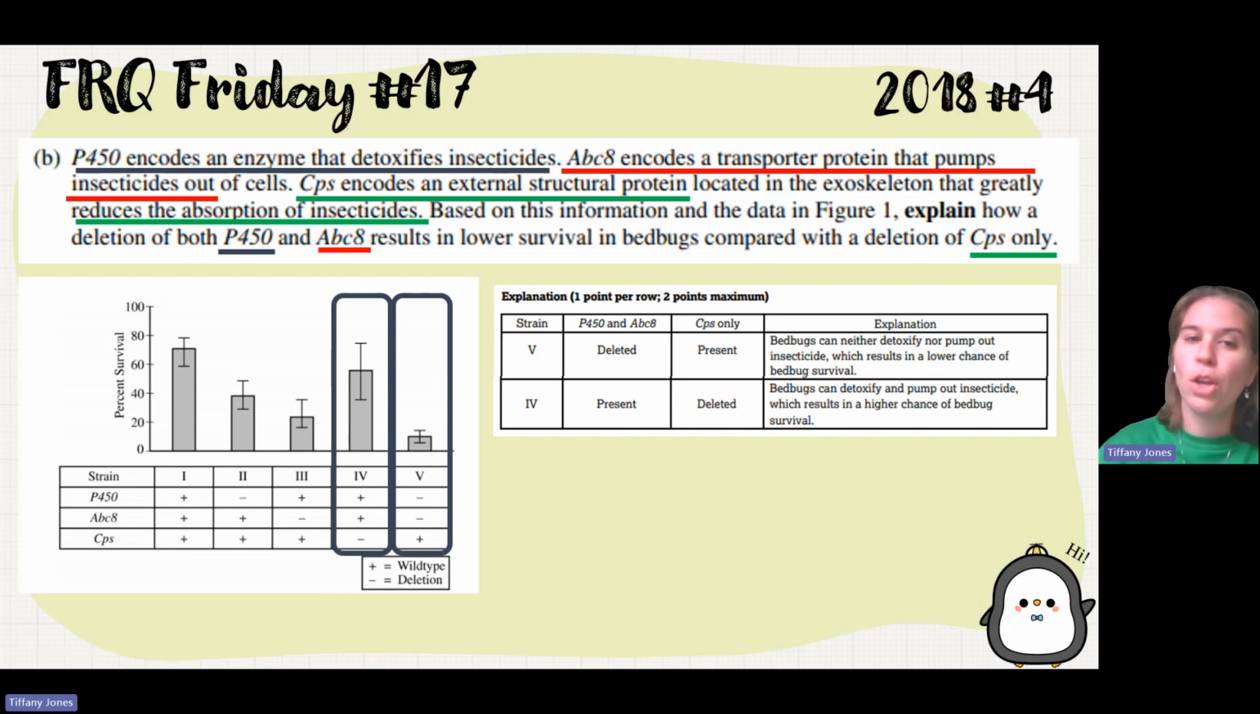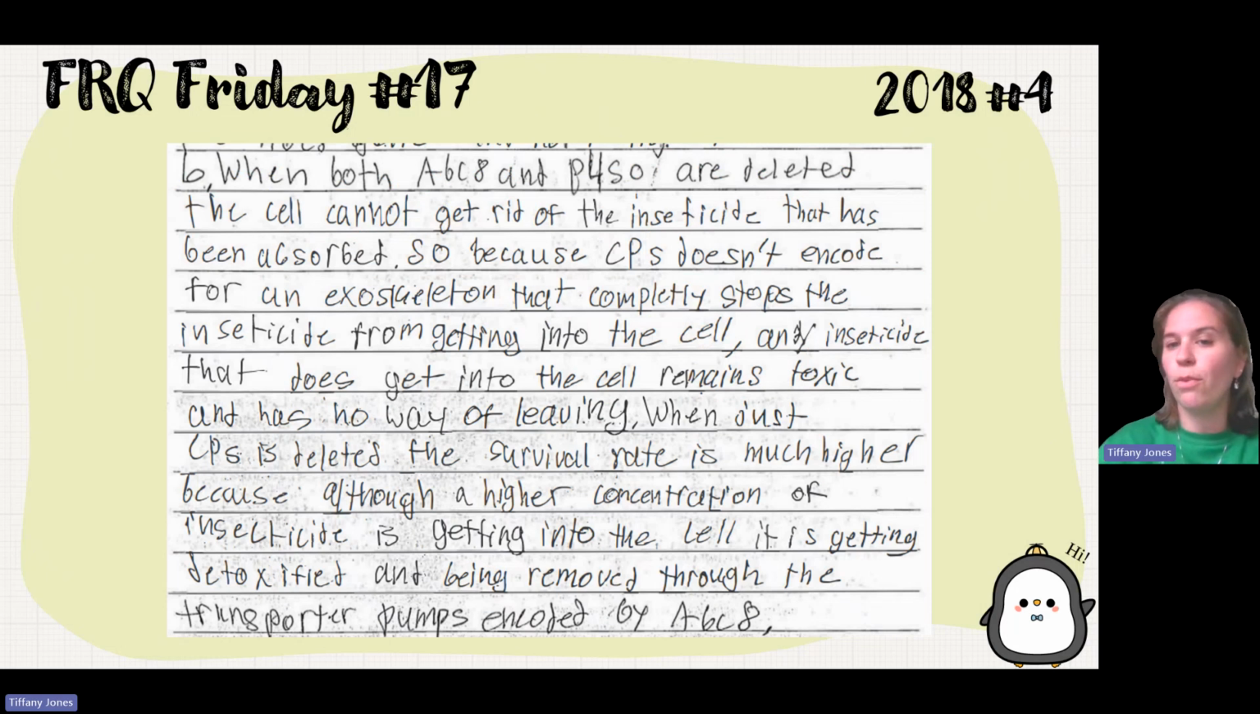So the student says when both ABC8 and P450 are deleted, the cell cannot get rid of the insecticide that has been absorbed. Because CPS doesn't encode for an exoskeleton that completely stops insecticide from getting in the cell, any insecticide that goes into the cell remains toxic and has no way of leaving. When just CPS is deleted, the survival rate is much higher because although a higher concentration of insecticide is getting into the cell, it is getting detoxified and being removed by the transport proteins encoded by ABC8.